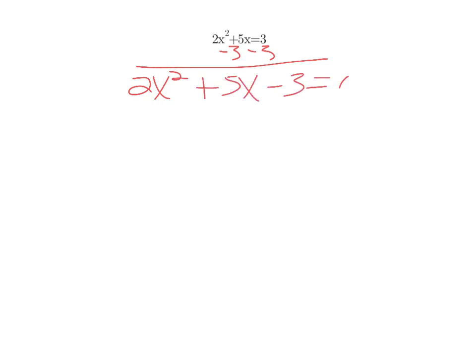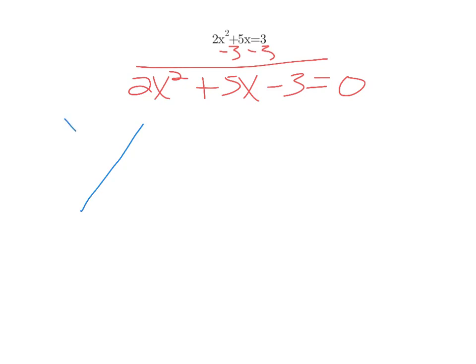Now let's look at an example where our equation is not already in factored form. I notice that it's quadratic because I have an x squared term. Before I can start factoring it, I need to set my equation equal to 0 so that I can apply the zero product property later on. So I'm going to subtract 3 from both sides of my equation and rewrite it as 2x squared plus 5x minus 3 equals 0.